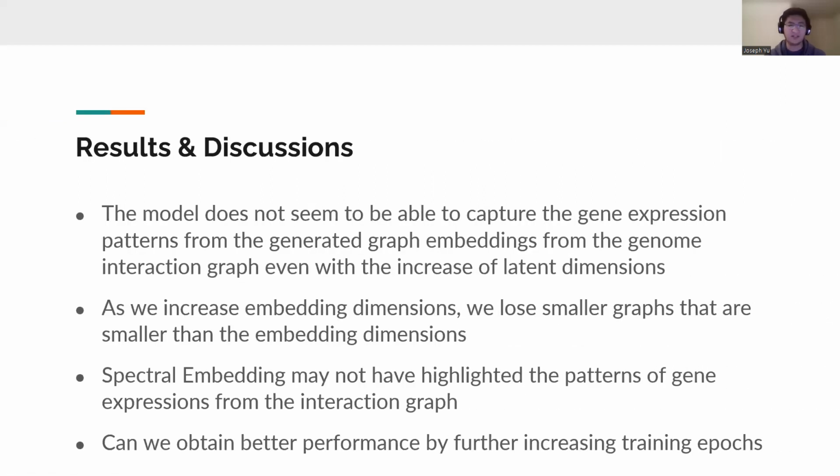So this is our results. And given our model performance, the model does not seem to capture this gene expression pattern well. And even with the increased dimensions, we did not see an increase in performance. There may be some possible reasons for the result, one of which may be the choice of graph embedding technique, where spectral embedding may not best highlight the graphical patterns of our interaction graph, or maybe we need longer training time for the model to fully learn from the data.